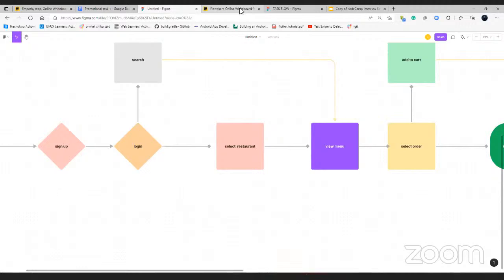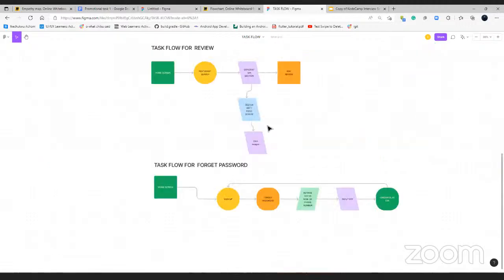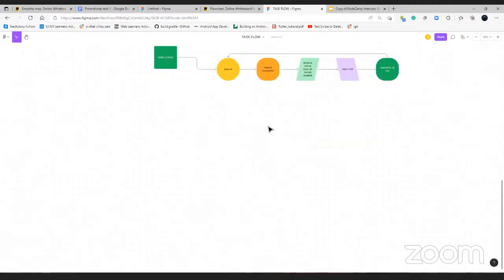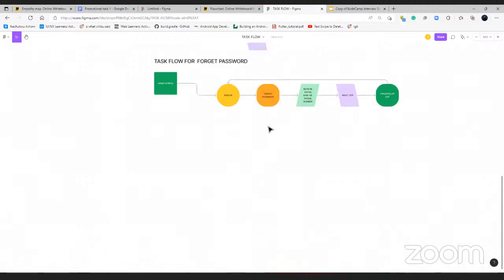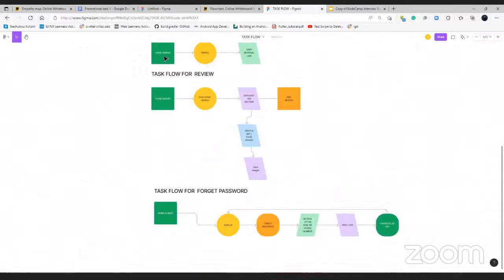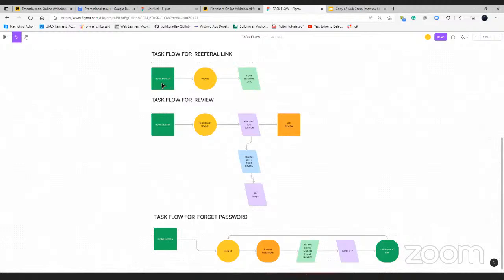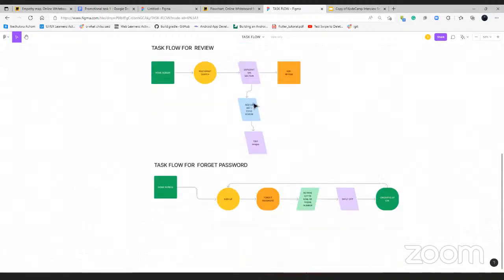Okay, I'm going to say a slight no. I think that's why I brought out this other one. You can see, for example, a task flow for a referral link. You see it's straight up. Now, you see this one with these other branches. For the review, I could just take out these conditions and just have home screen, restaurant search, exploration, whatever.